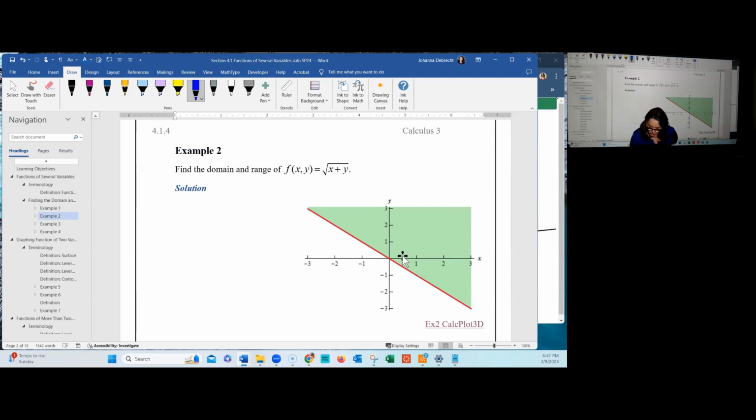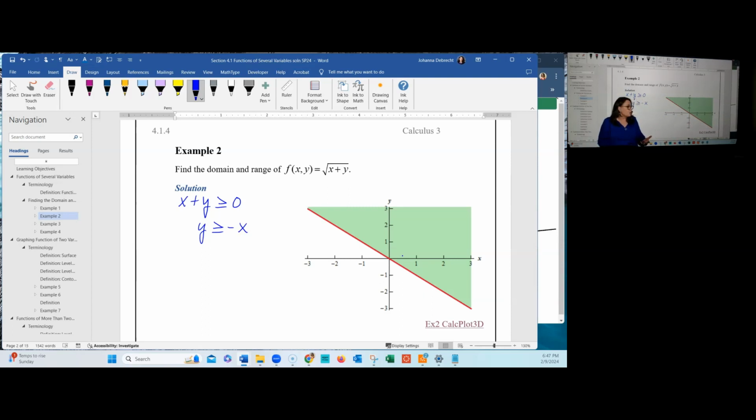So I know when I'm looking for the domain that x plus y has to be greater than or equal to 0. And then I can solve for y, and this is going to give me a linear inequality, y greater than or equal to negative x. If y equals negative x, that's the line of slope -1 passing through the origin that you see graphed in red here. Now, if y is greater than negative x, then that would be the region above.